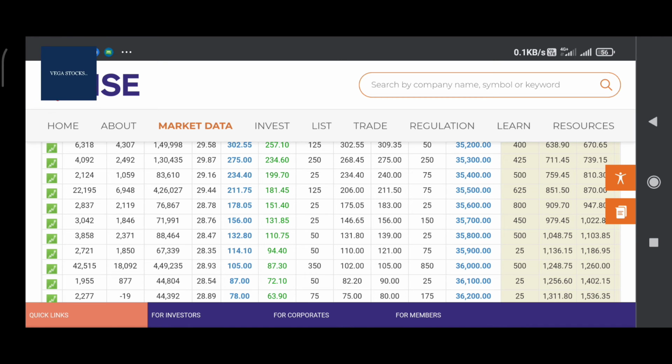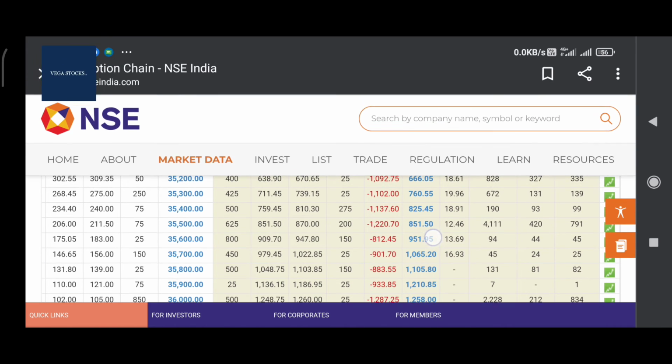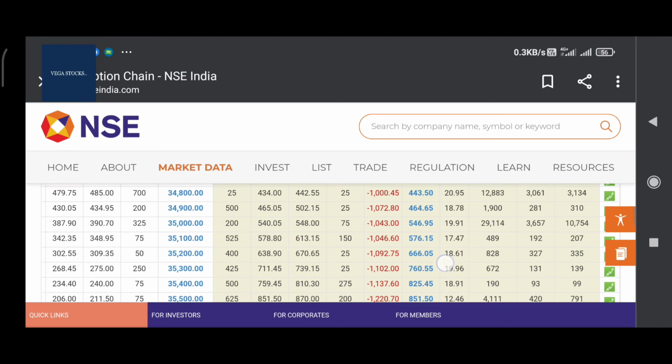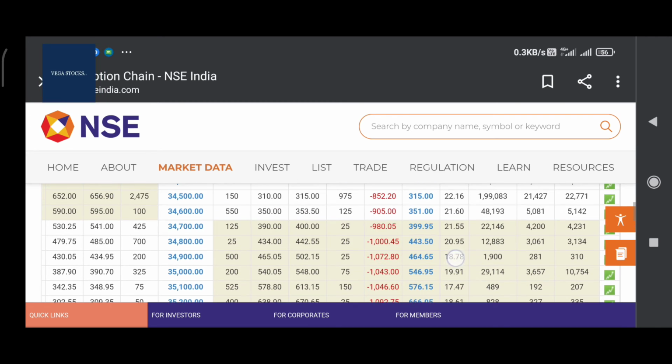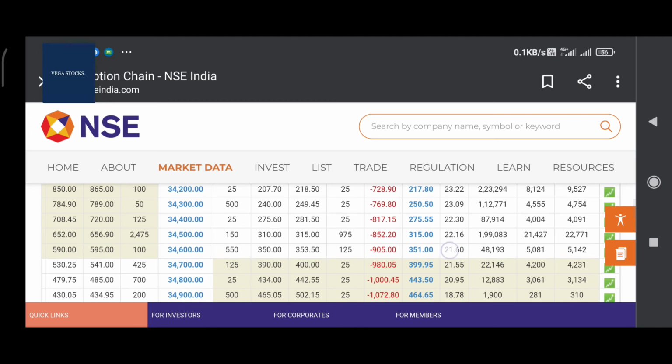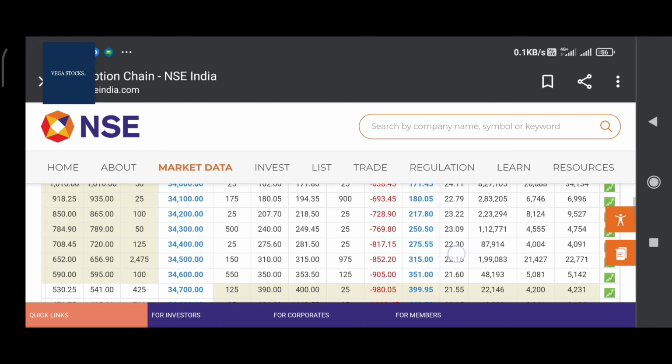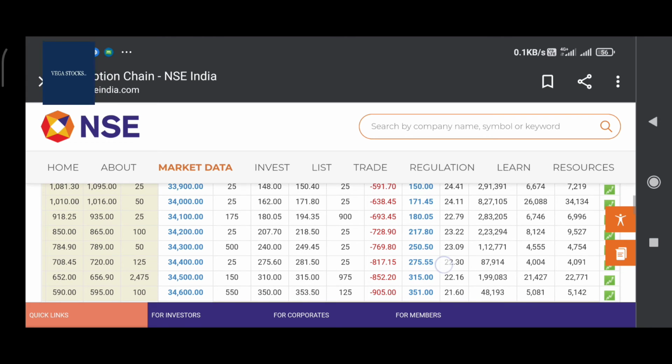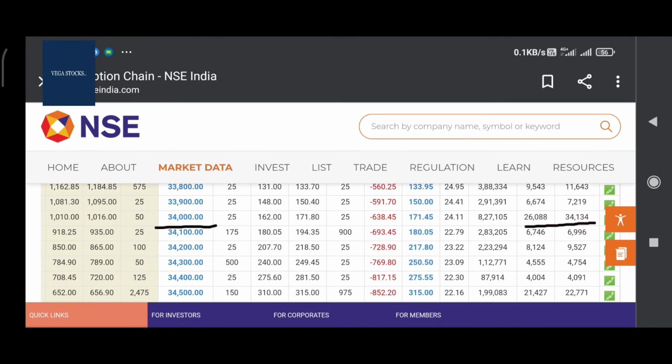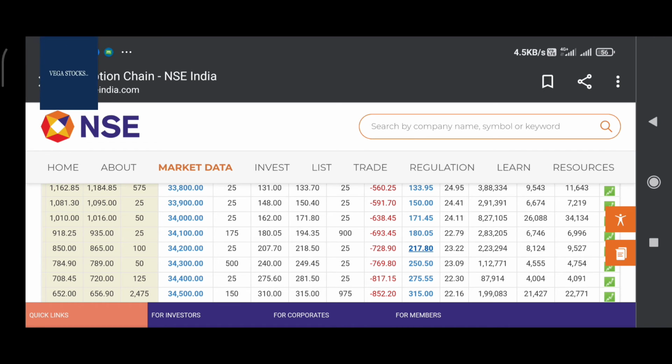Now let's find out support. At 34,500 we have 22,771 open contracts, and change in open interest is at 21,427. Then at 34,000 we have 34,134 open interest with addition of 26,088 new contracts. So 34,000 is a strong support zone.